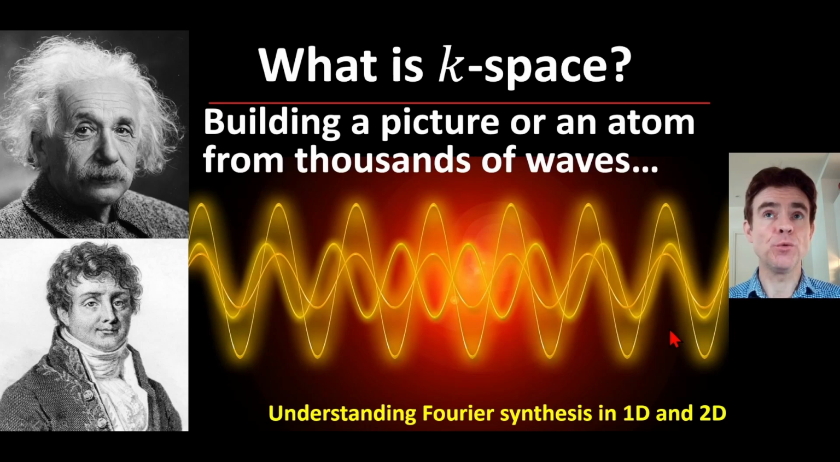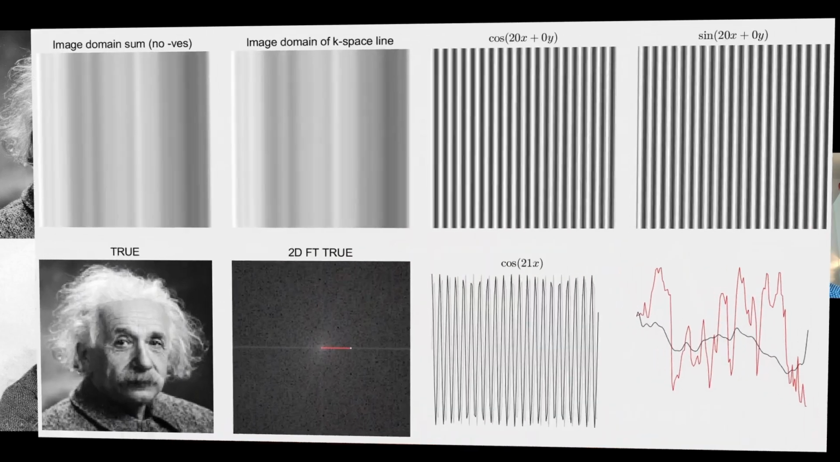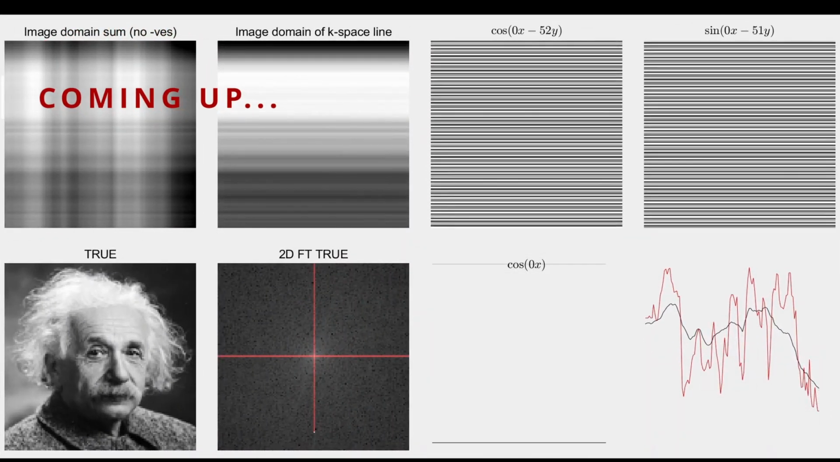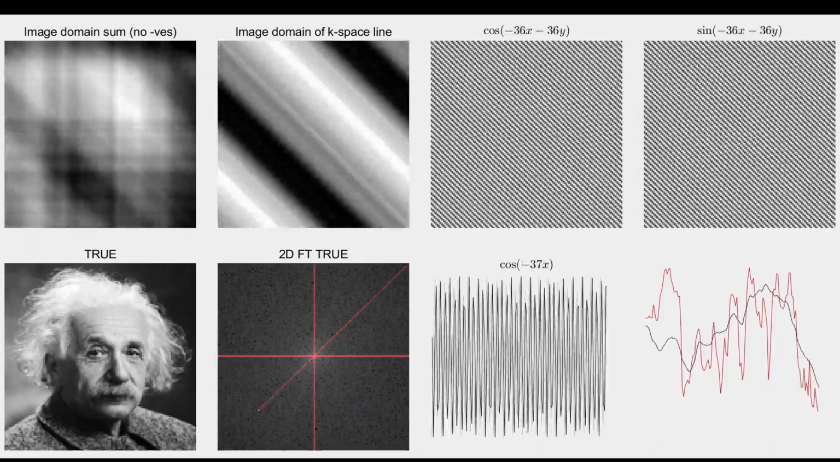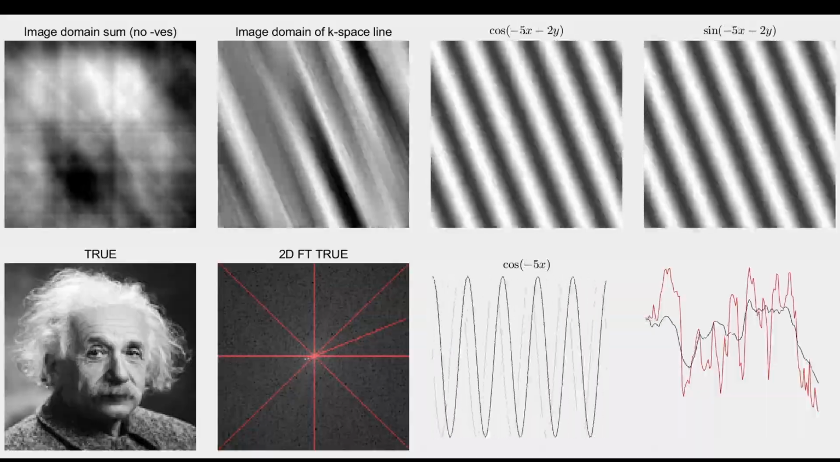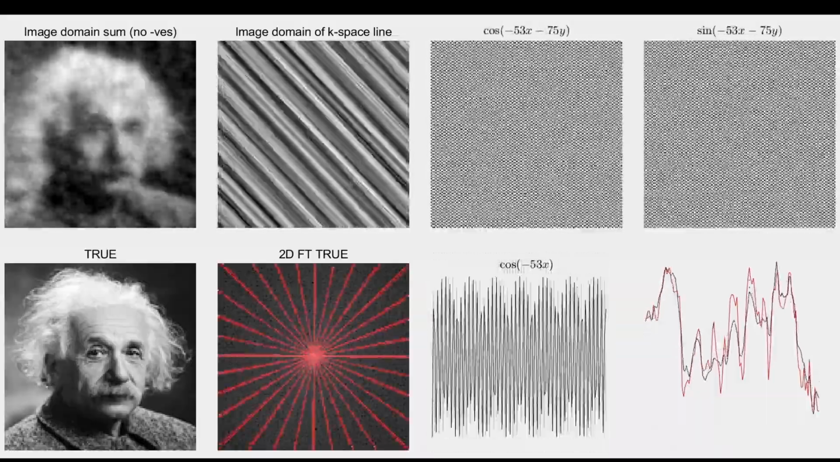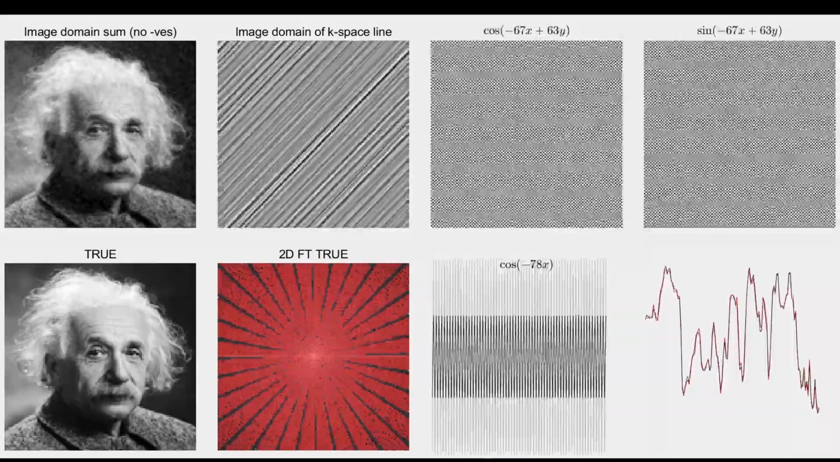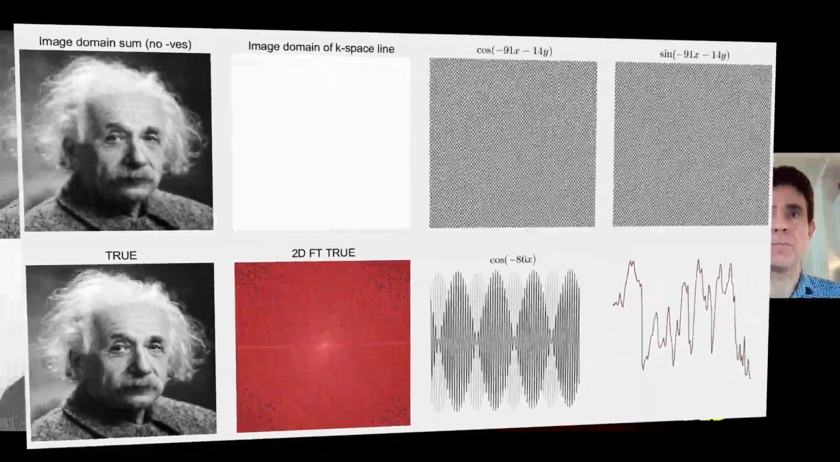In this video, we will look at K-space, and it's all about building functions or images, even wave functions, from thousands, if not millions, of different waveforms. And to understand K-space, we'll be looking into Fourier synthesis and the Fourier transform in both 1D and 2D in a very visual way throughout this video.